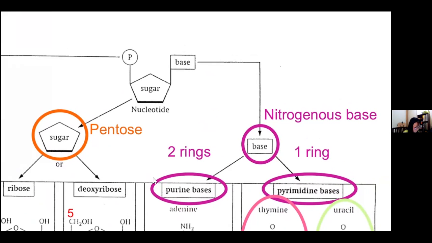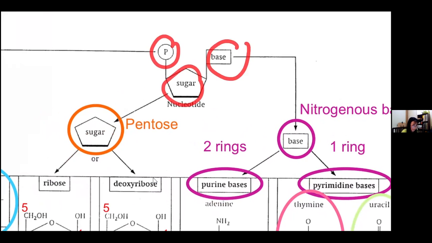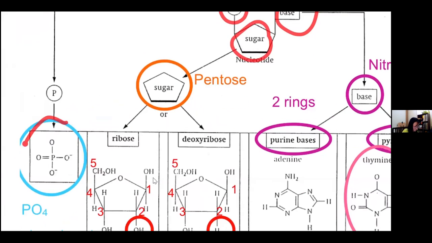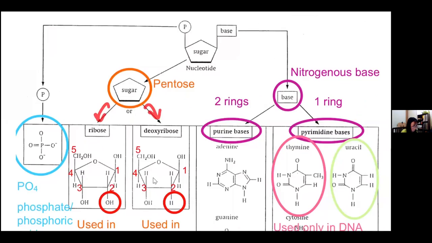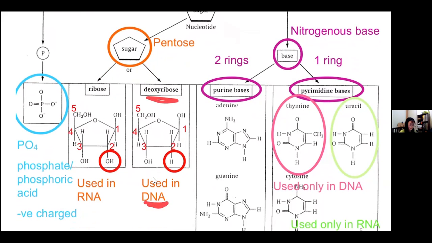Nucleotide is made up of phosphate, sugar, and nitrogenous base. So this is the structure of phosphate. Then sugar, there are two types. One is ribose that is used in RNA, and the second one is deoxyribose that is used in DNA. So how do we differentiate which one is ribose and deoxyribose? We need to look at the carbon number 2 of the ribose. It is bonded with a hydroxyl group, and the deoxyribose is bonded with only one H.